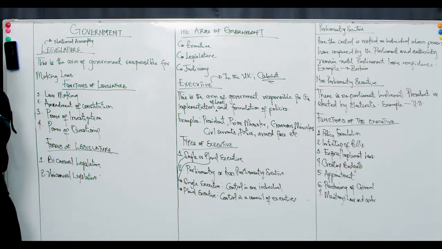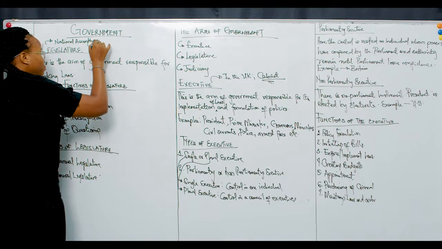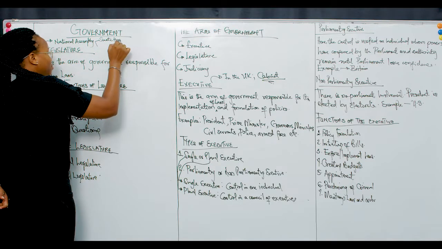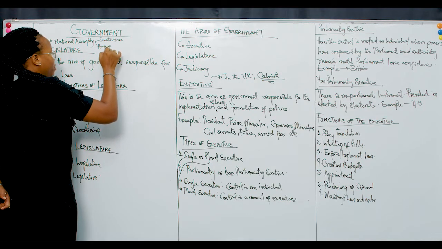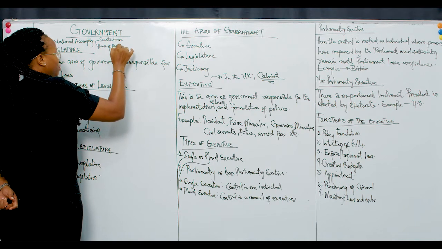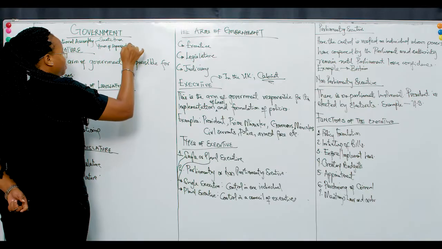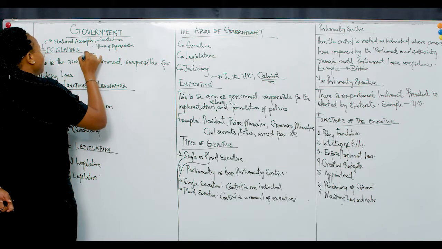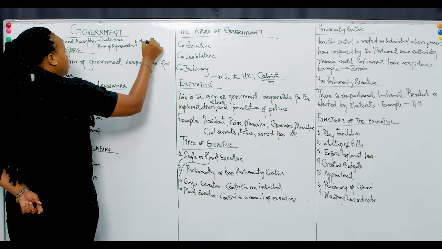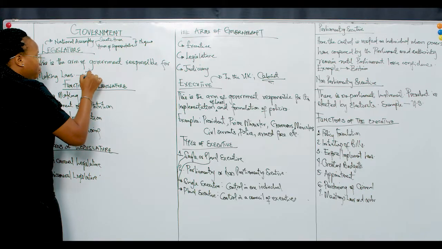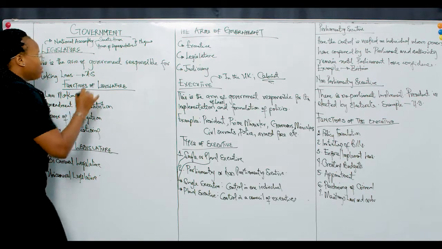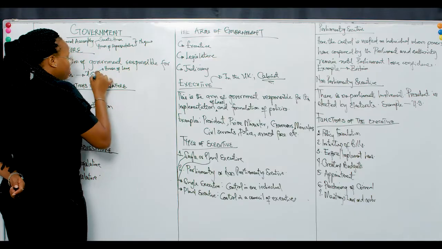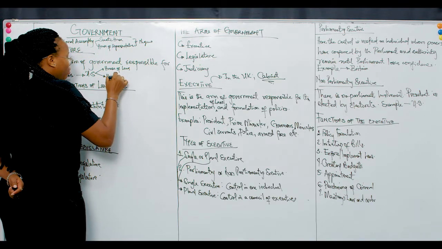Now, the National Assembly here in Nigeria is divided into two. We have the Senate House, and then we have the House of Representatives. We'll look at that in further detail later. While in the United States, their National Assembly, so this is Nigeria. In the US, their legislature house is divided into the House of Lords and the House of Commons.